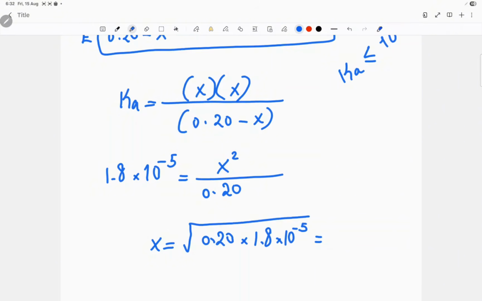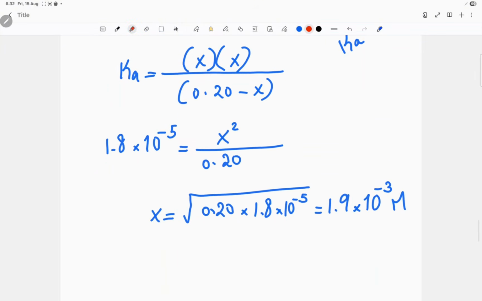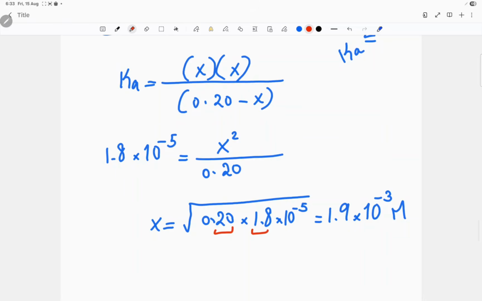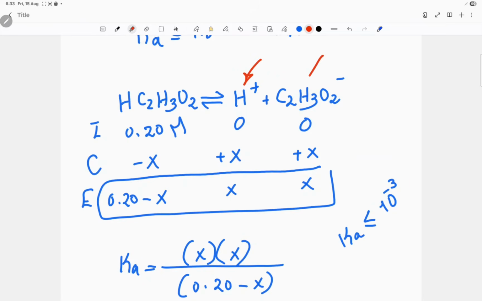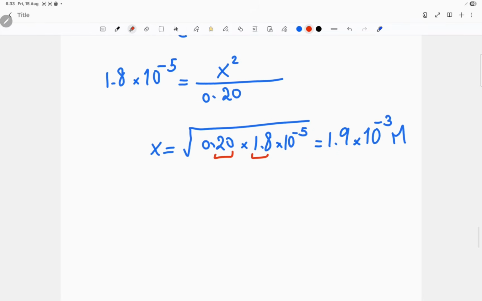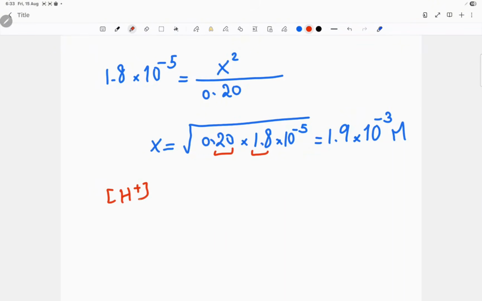So what's the answer? 1.9 times 10 to the power of -2, only two sig figs, because we only had 2 sig figs in the Ka and the concentration. You found the x. The x represents the H plus and the conjugate base, correct? So now we know that the H plus is effectively this number. How about the pH? Negative log of that number.